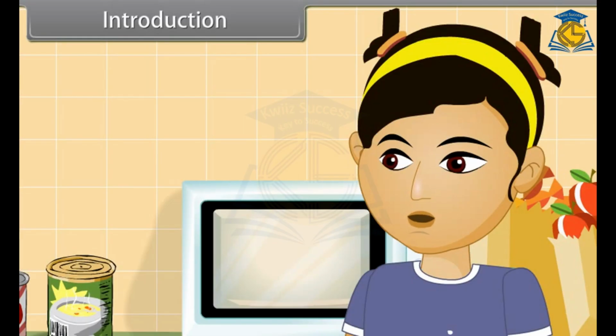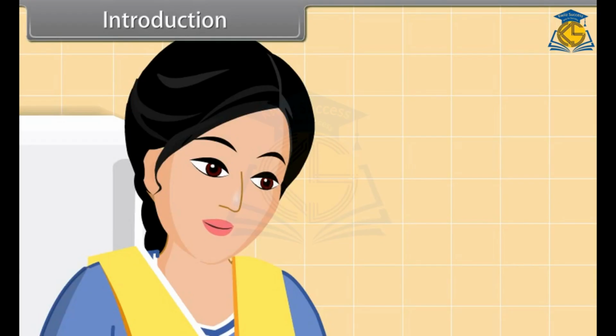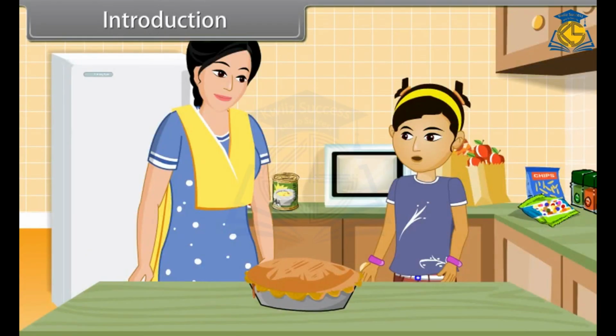But there is some other name of baking soda. Yes, Divya. Its chemical name is sodium hydrogen carbonate. Mother, I want to know something more about this.